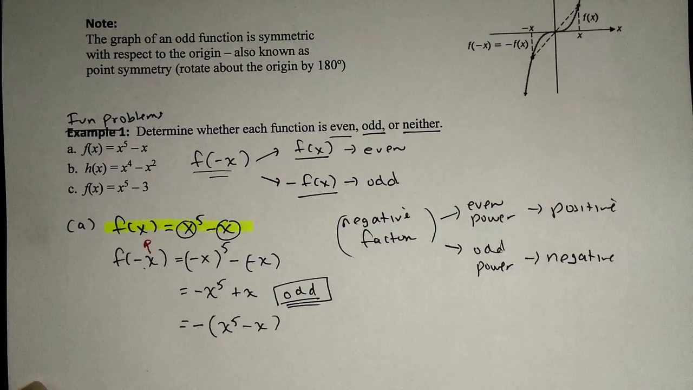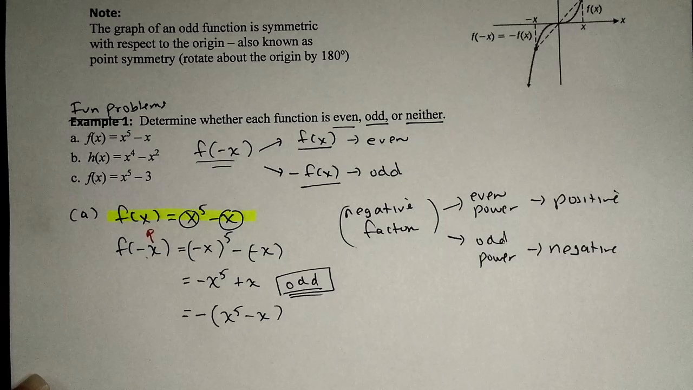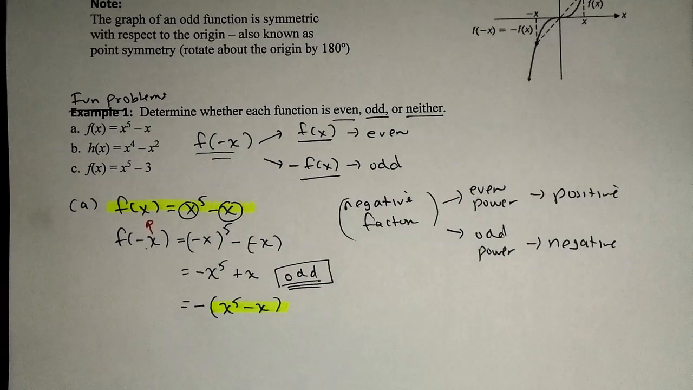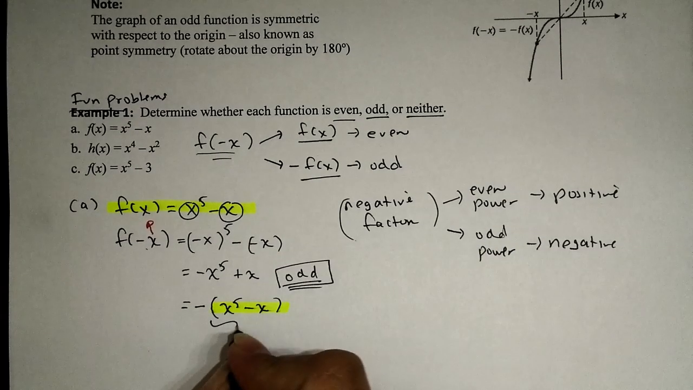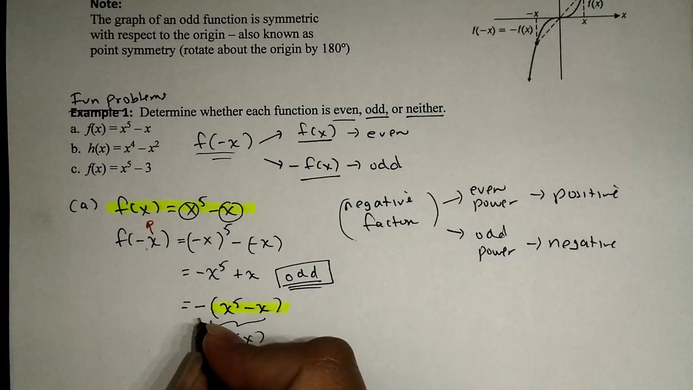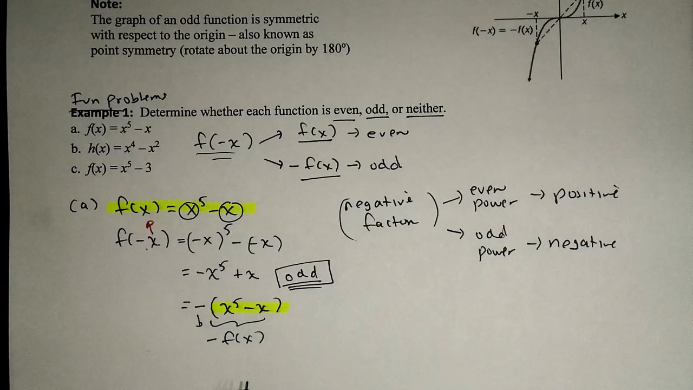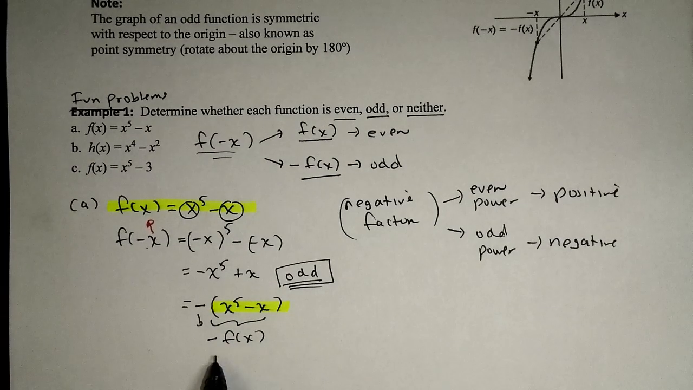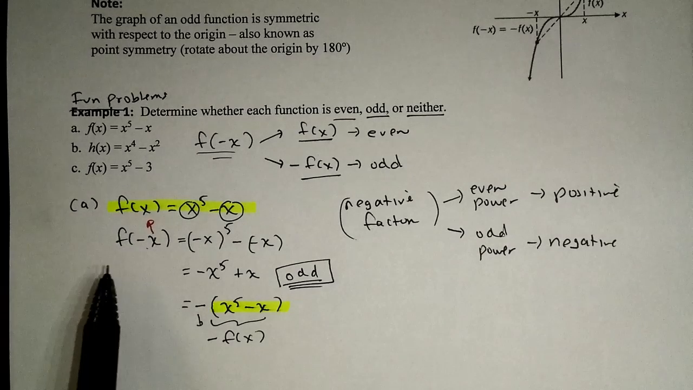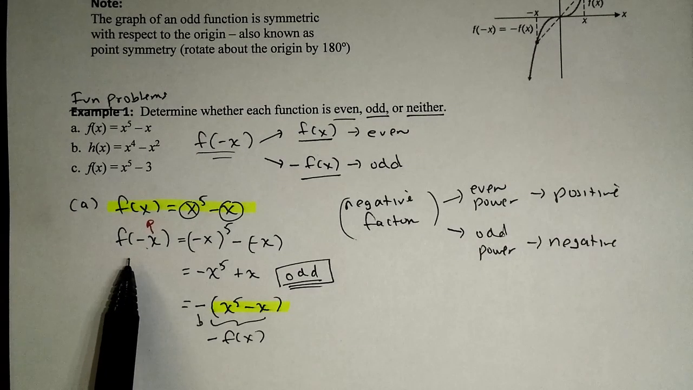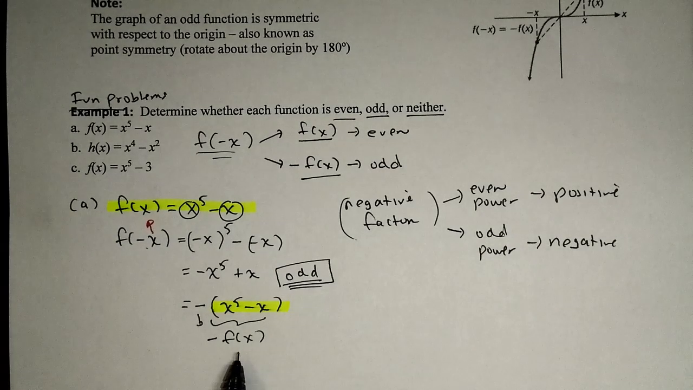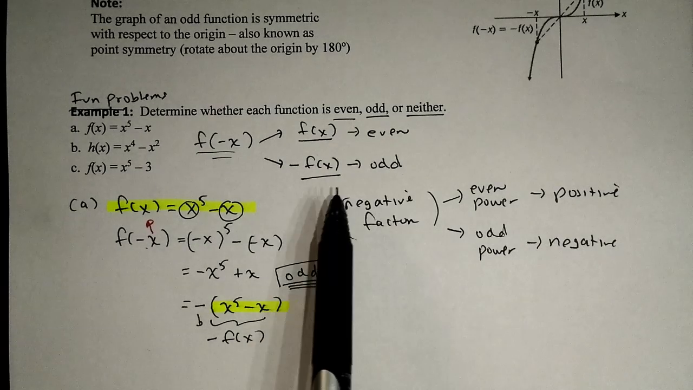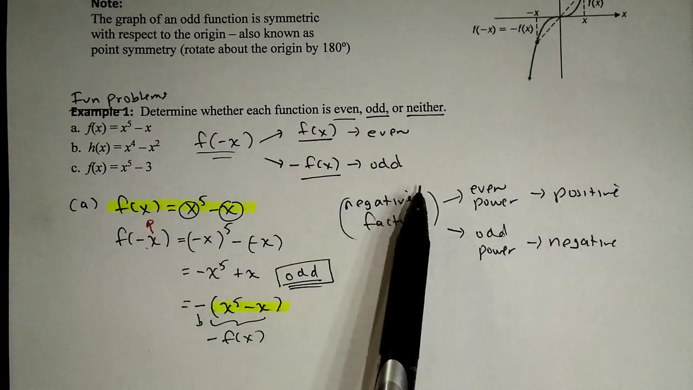And the question is, do I see another x to the 5th minus x? Oh, I sure do. So we get back the original function. When we bring down the negative sign, we get back the original function, but it's actually its opposite. Too many words because I'm a little bit nervous. So the moral of the story is this: when we find f of negative x, we get the opposite of the function. And if we get the opposite of the function, then the function is odd.